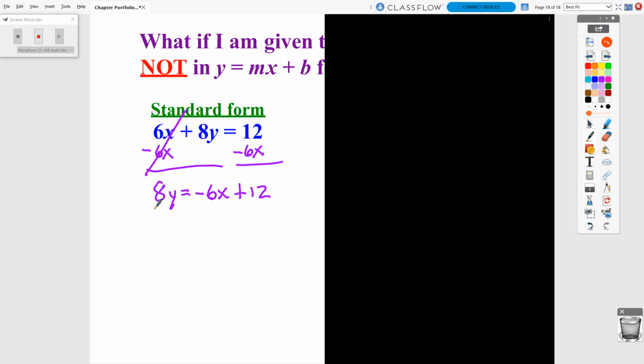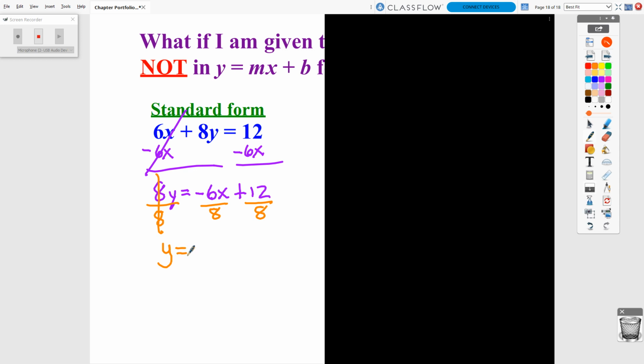And then in the end, I can divide both sides by 8. But here's the deal. You need to divide each term by 8. The y term by 8, the x term by 8, and the 12 we would call the constant term. It is a constant value. That 12 is a 12. There's no variable attached to it. So in the end, these 8's cancel.